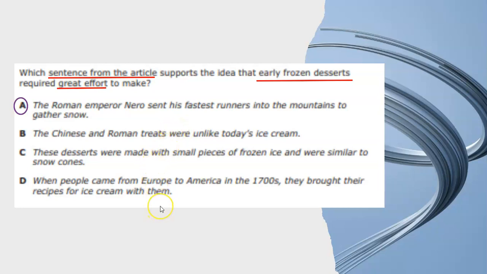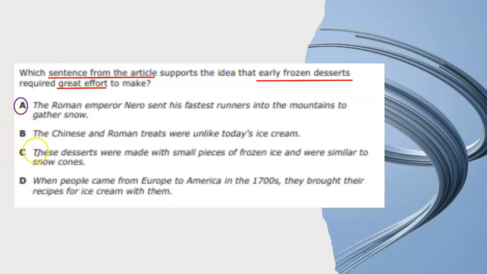I had to chase my puppy the other day around my yard, and Miss Remy was out of breath for like 4 or 5 hours. It was ridiculous. So if a runner's got to go up into the mountains to get some ice, I bet they're going to be plumb tuckered out. So I believe A is the best choice, but I do want to review a little bit.